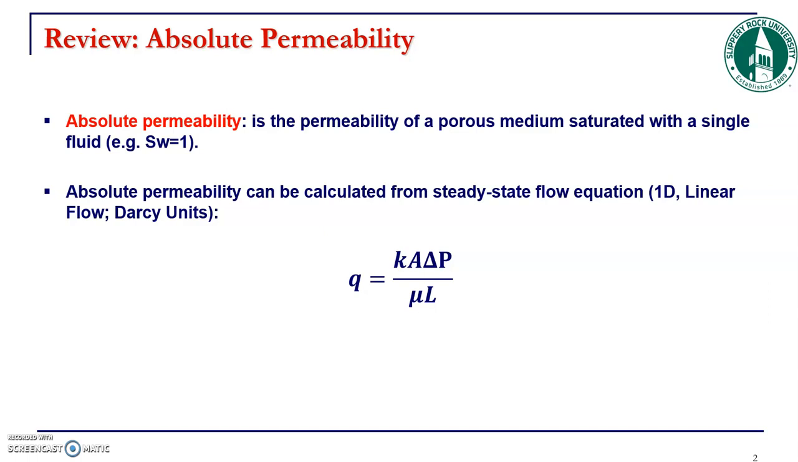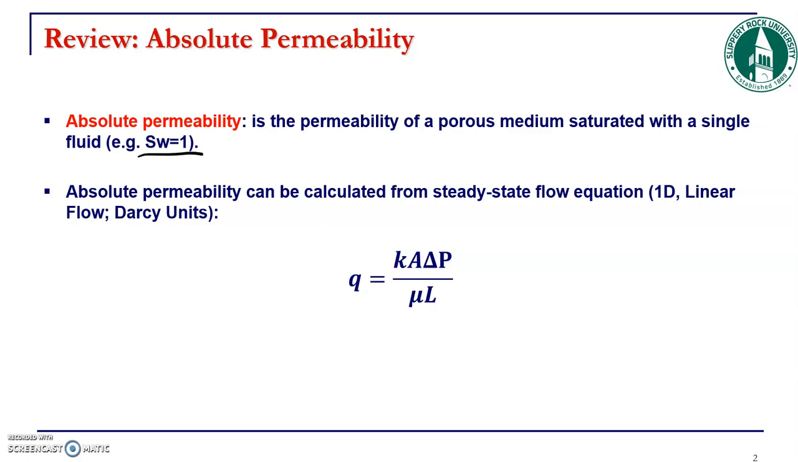Mostly in our cases we use brine or water to measure the absolute permeability, and we basically saturate our core sample 100% with water, and then we try to establish a constant pressure drop fluid flow through the core sample, and then measure the absolute permeability using the Darcy's equation that you can see here. In this case, the saturation of the water is 100%.